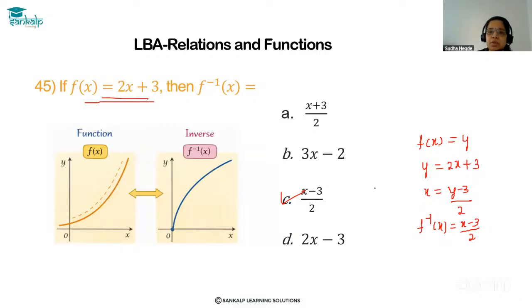Always remember, take f of x is equal to y and rearrange for x. Take that as f inverse x by replacing y by x. That is the procedure. Okay, so option C, x minus 3 by 2, is the correct answer.